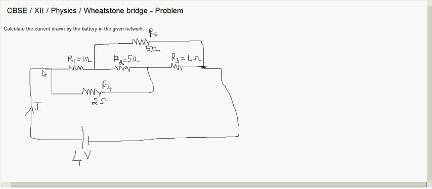Now if you see, the network can be rewritten. The given network is actually a Wheatstone bridge. So let me tell you how we can rewrite this. First start from this point, 1 ohm, and retrace it. 1 ohm and R5, 5 ohm.